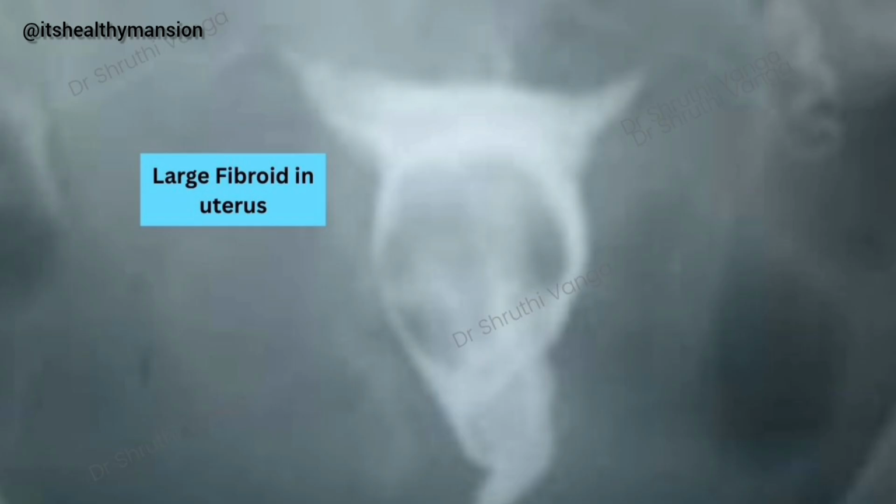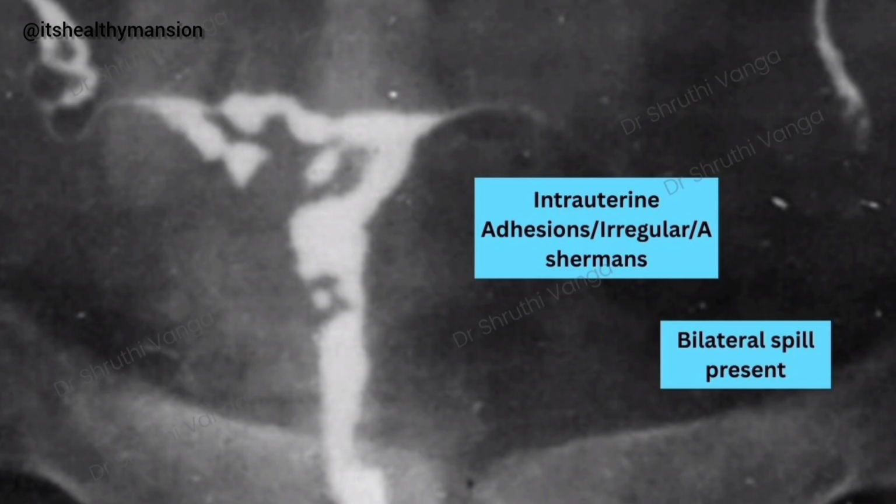Now this is another HSG film where you might see some abnormality inside the uterine cavity. It may be a large fibroid or it may be a polyp. You may see a contrast defect in this, so it is a fibroid in this case. This is the last HSG film, where you might see the uterus shape is not regular. You may see some dark and white contrast. These are adhesions which may be seen in Asherman syndrome, and here there was a bilateral spill present.